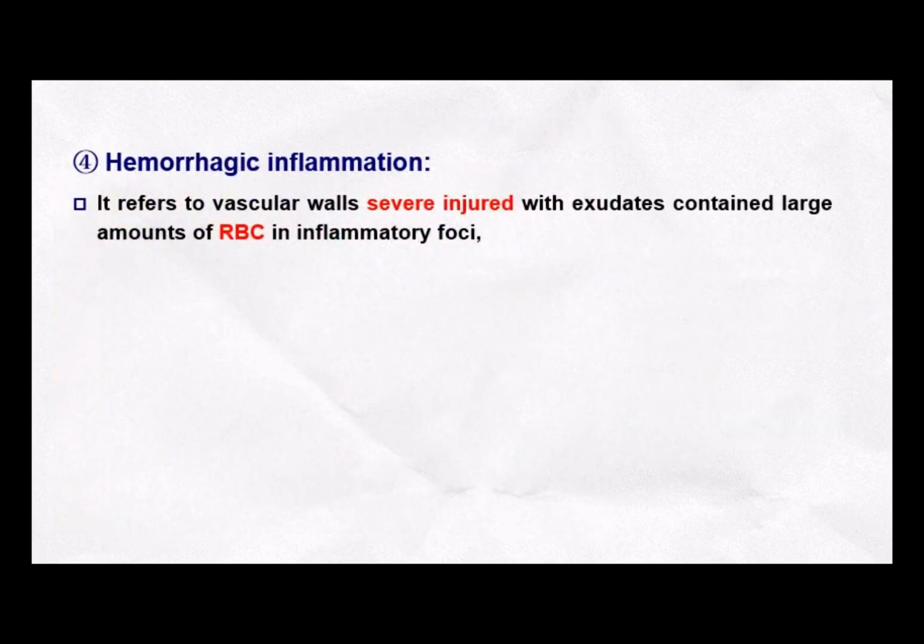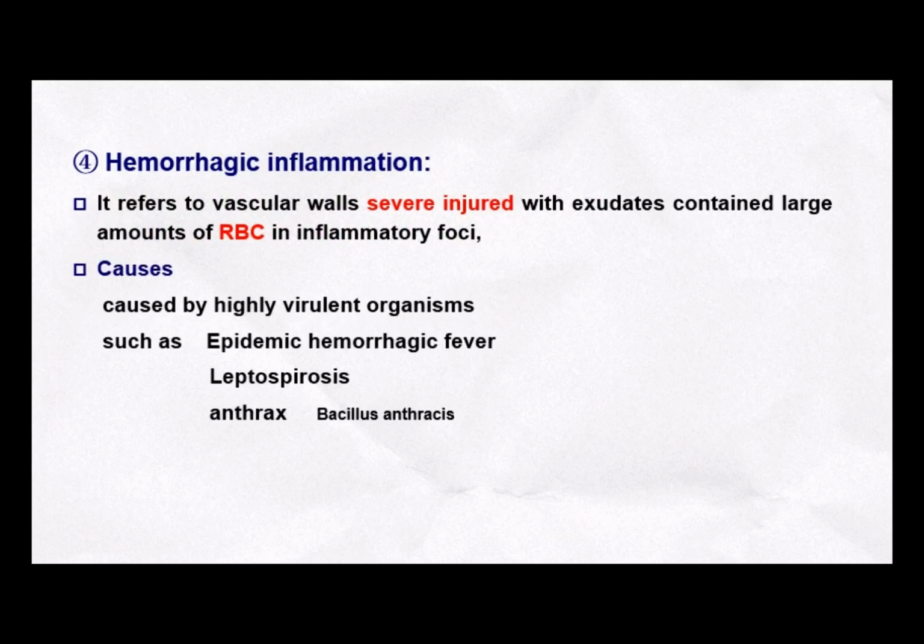Hemorrhagic inflammation refers to vascular walls severely injured, with exudate containing large amounts of red blood cells in inflammatory foci. The inflammation is caused by highly virulent organisms, such as in epidemic hemorrhagic fever.